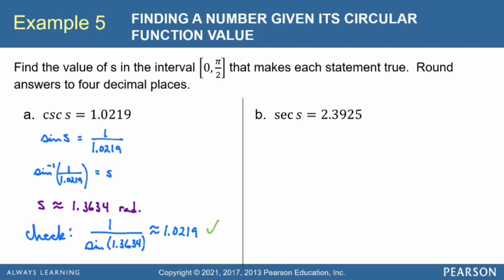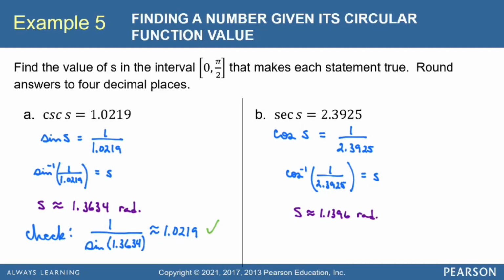So we know that we don't have an inverse secant button on our calculators, so we need to restate this in cosine form. If the secant of S is this number, then the cosine of S is 1 over that number. And now we can go to inverse form. So the cosine inverse of this fraction is equal to the angle that we're looking for. And that turns out to be approximately 1.1396 radians.